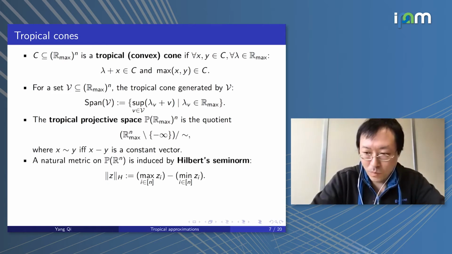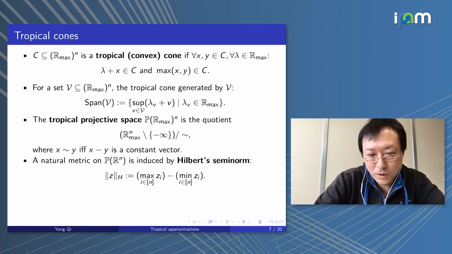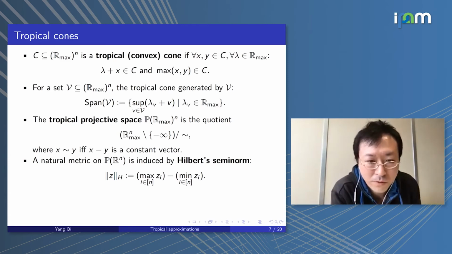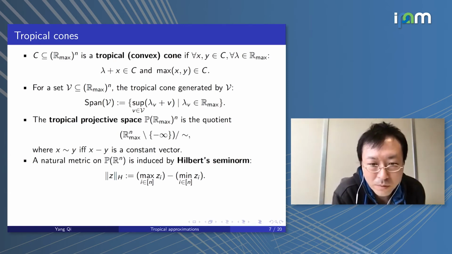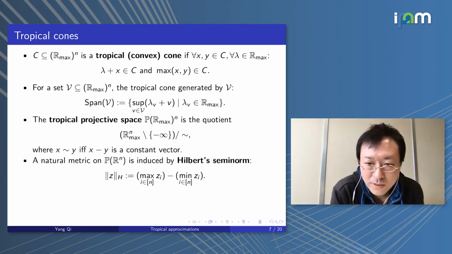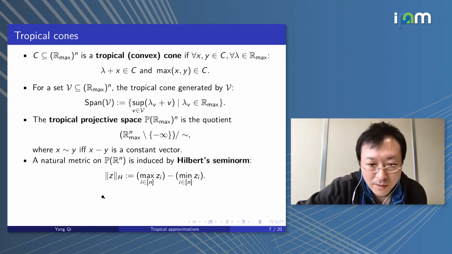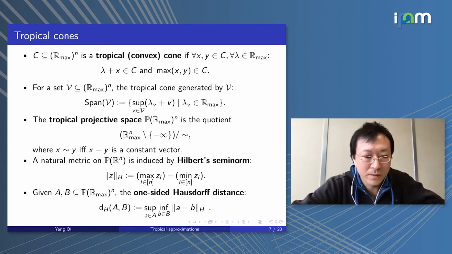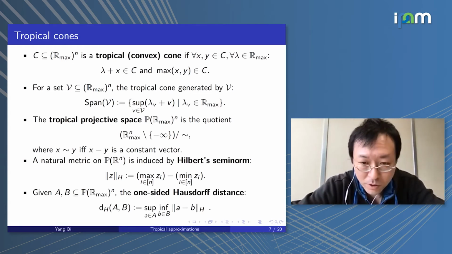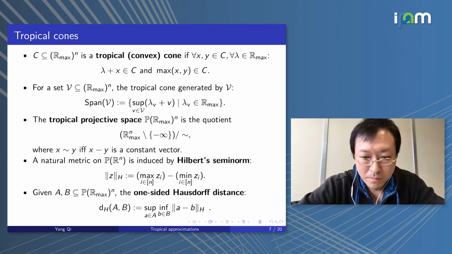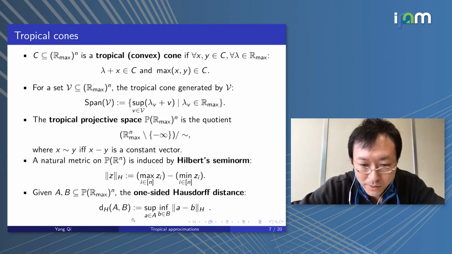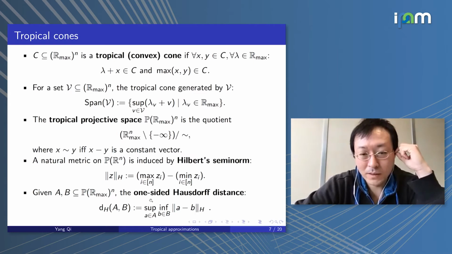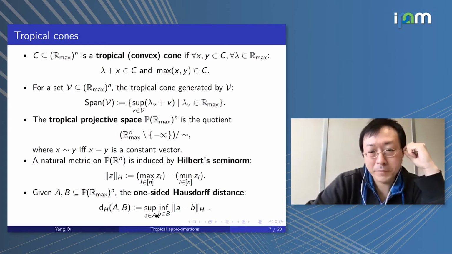Since we want to study approximation theory, of course we need some metric. A very natural metric on the projective space is the Hilbert projective metric. It's defined by the maximum of the coordinates minus the minimum of the coordinates. And given two subsets inside of the projective space, we will measure the Hausdorff distance from A to B by first taking the infimum over B and then taking the supremum over A.